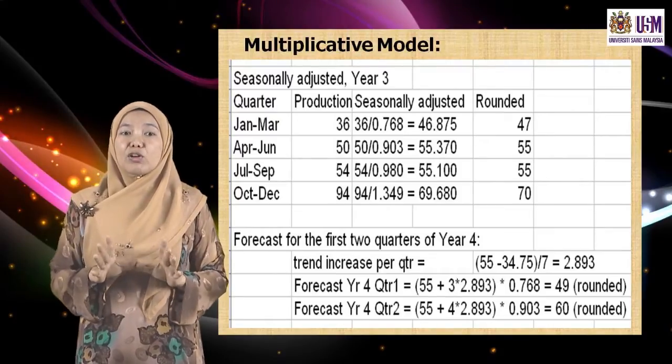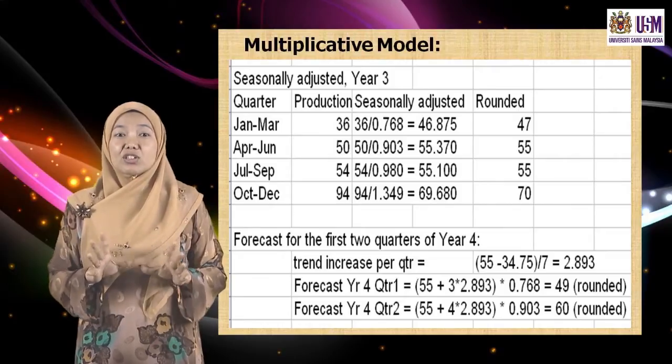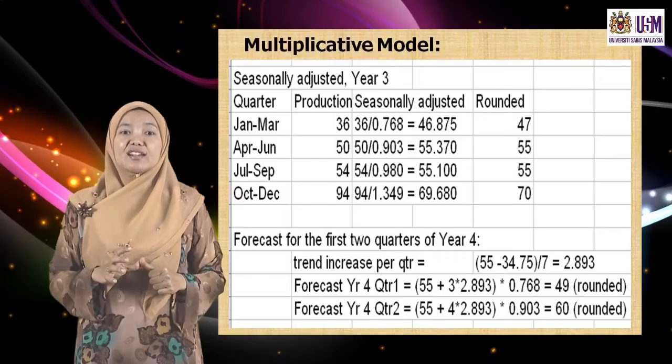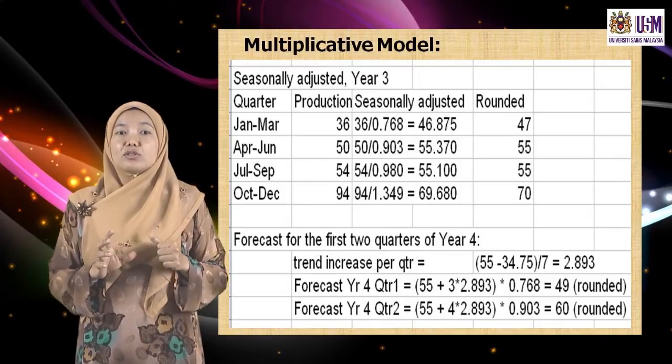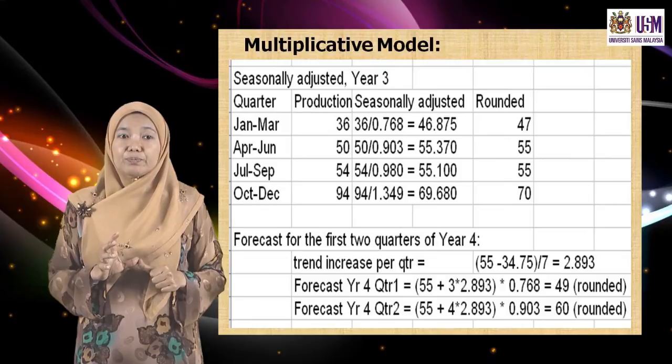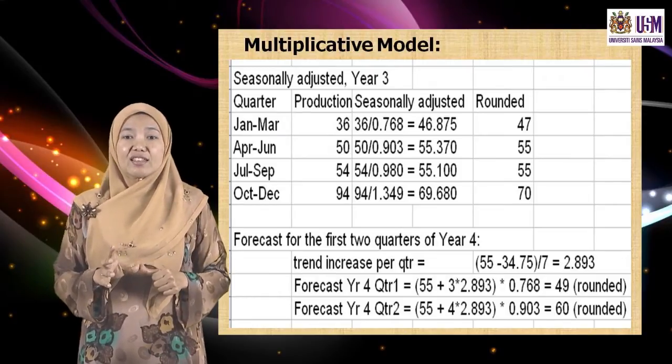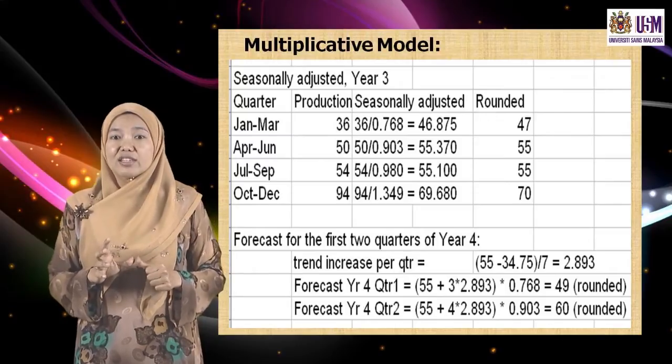And lastly, for the fourth quarter, with actual production data of 94 divided by the seasonal index for the fourth quarter, 1.349, the seasonally adjusted value of production for the fourth quarter of year 3 is 69.68. So that one you round up to 70.